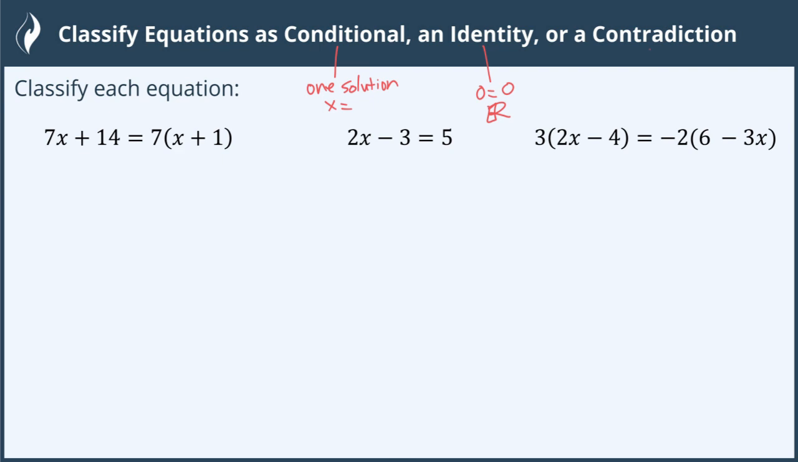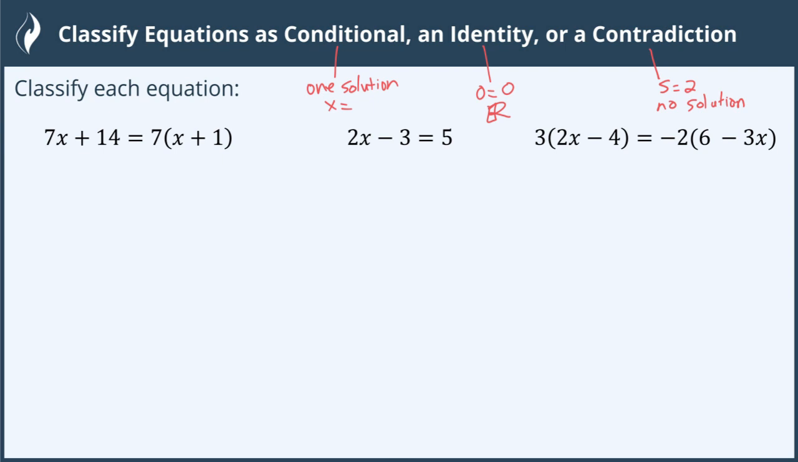And then a contradiction is when we end up with something that is not true, like 5 equals 2. And so this one would be no solution. So no value for x will work for that equation. So let's go through and solve and see what we get on these.